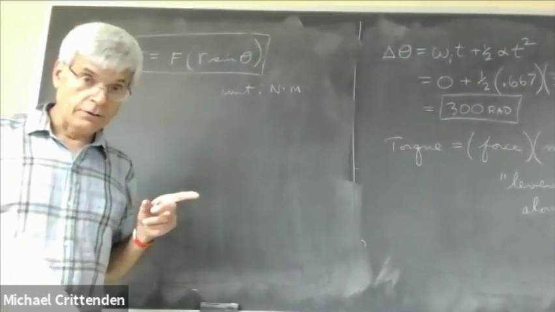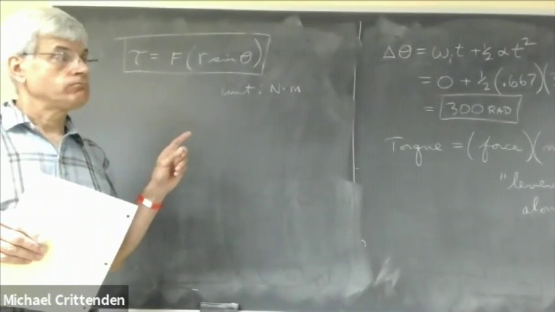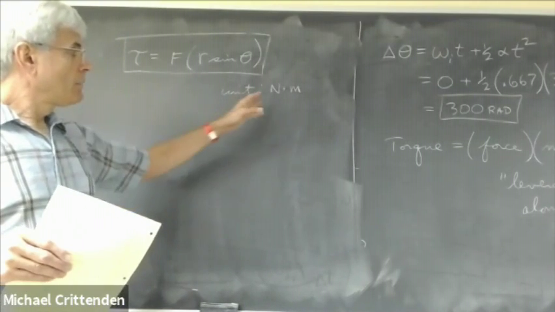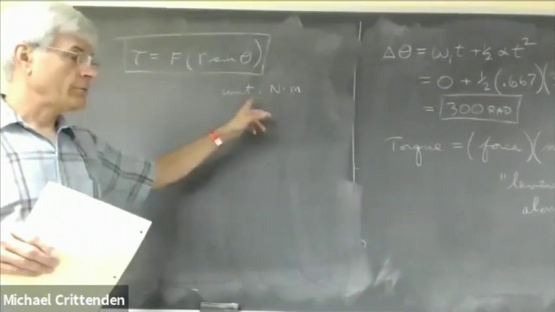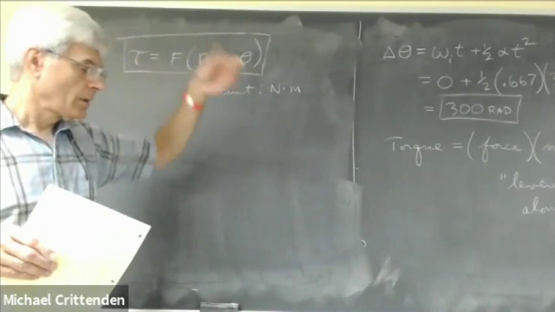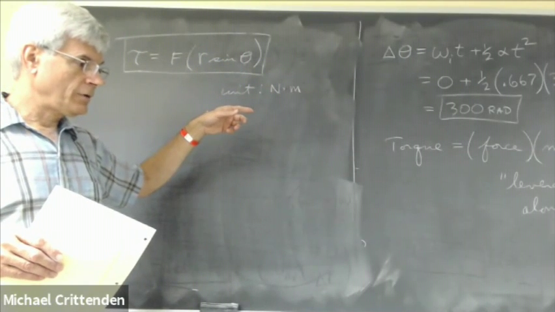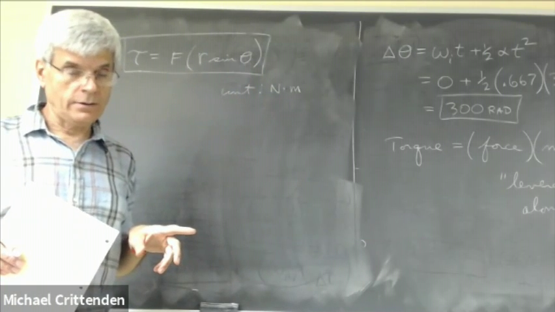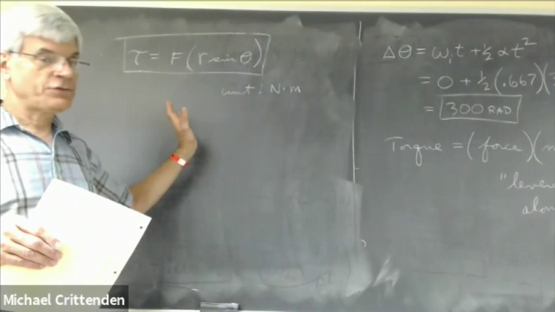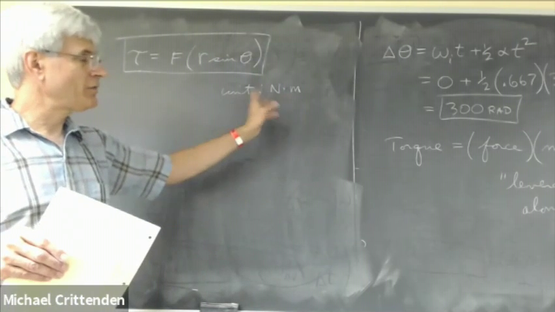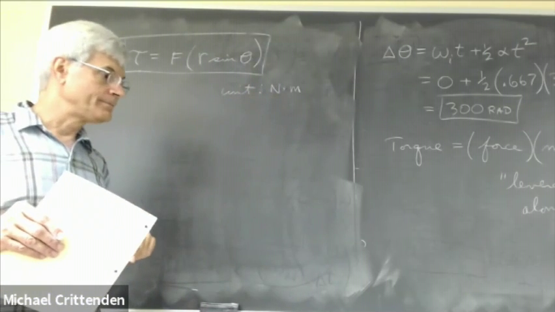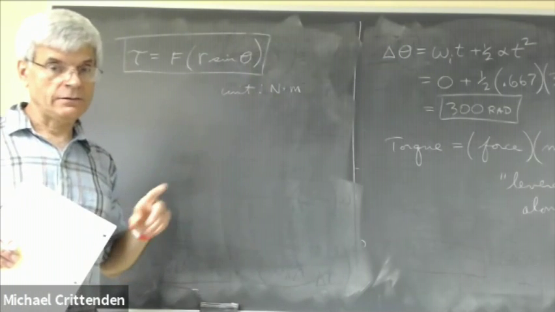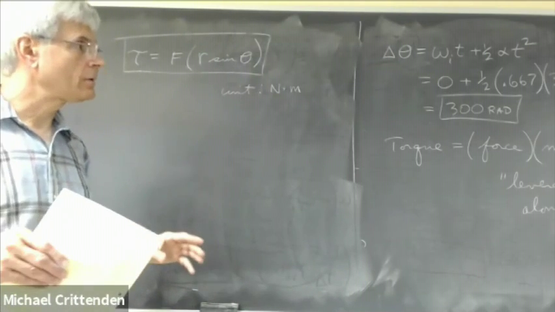Incidentally, just a little footnote here. A couple of weeks ago, we did work and energy. Work was force times distance. That was also newtons times meters. And I said a newton meter is equivalent to a joule. A joule is meant to be a unit of work. In the context of torque, you would not call this a joule. Torque and work are two entirely different things, okay?